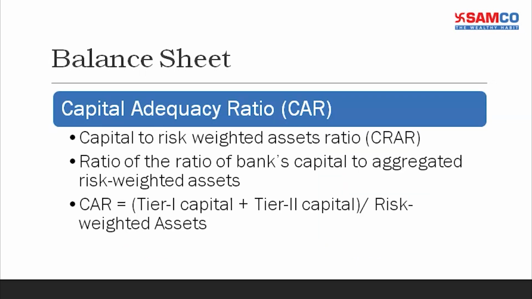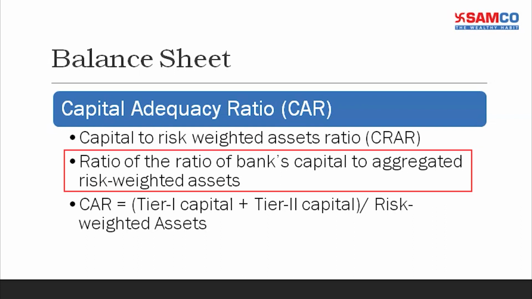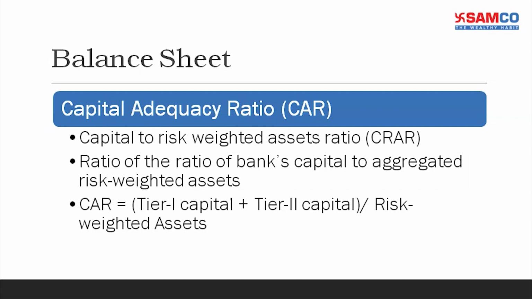Now, capital adequacy ratio is also known as capital to risk-weighted asset ratio. Capital adequacy ratio is the ratio of a bank's capital to aggregate risk-weighted assets. This ratio is decided by the central bank, which in India is the Reserve Bank of India, in order to prevent commercial banks from taking excess leverage. The Basel III norms stipulate a capital to risk-weighted asset ratio of 8%.